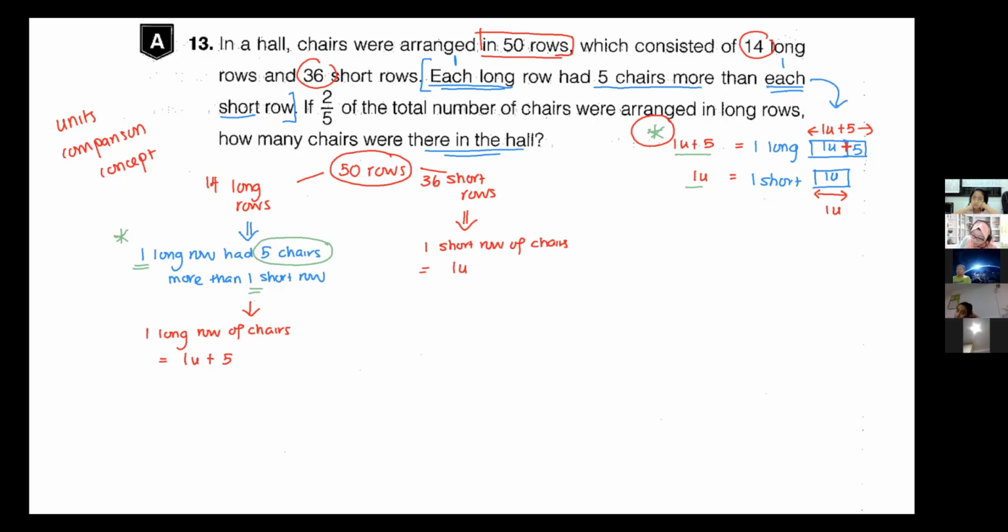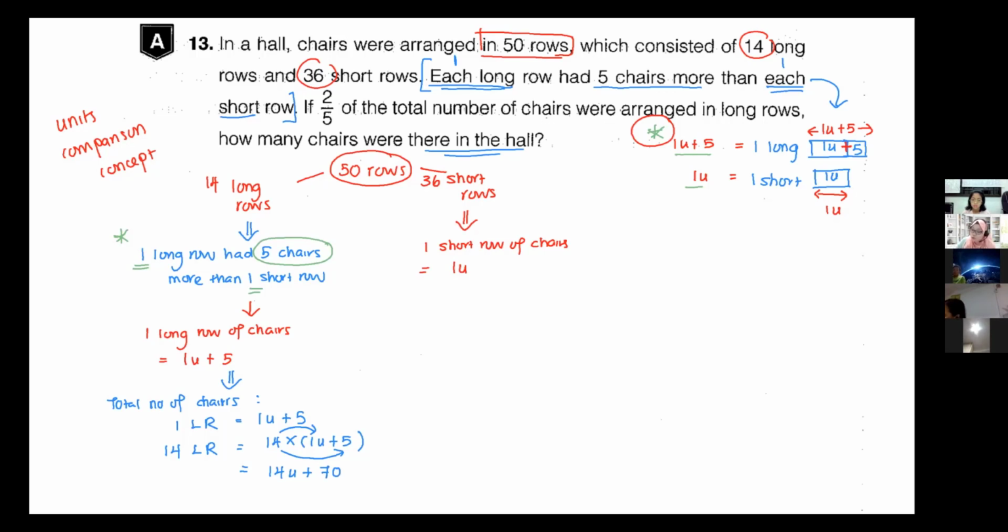So from one long row, I can find the total number of chairs. And how do I do that? So I know that one long row, LR is long row, is 1 unit plus 5. For 14 long rows, what do I do? 14 times 1 unit plus 5, like that. So this will be 14 times 1 unit and 14 times 5. So it's 14 units plus 70 total chairs for my long row.